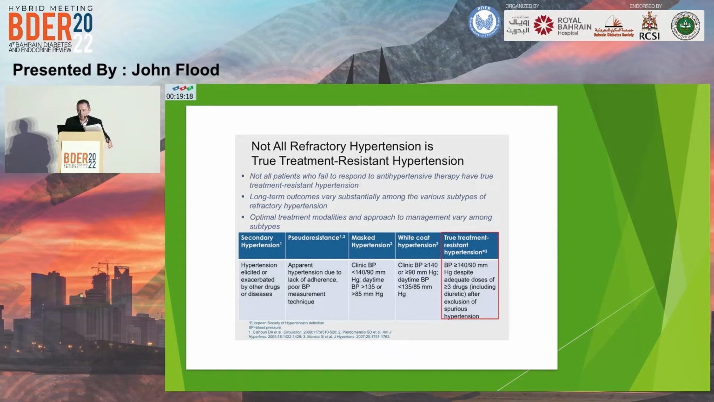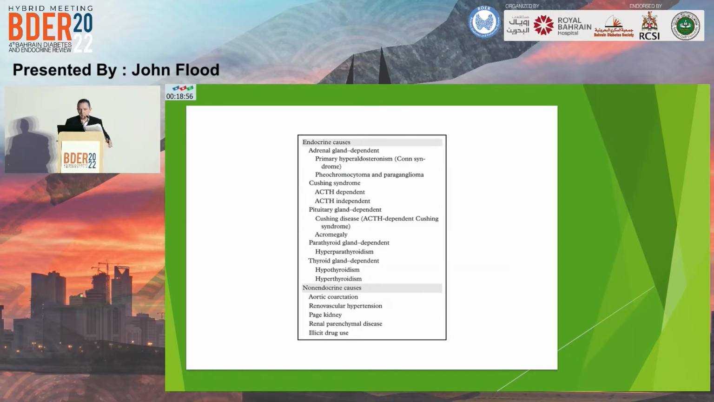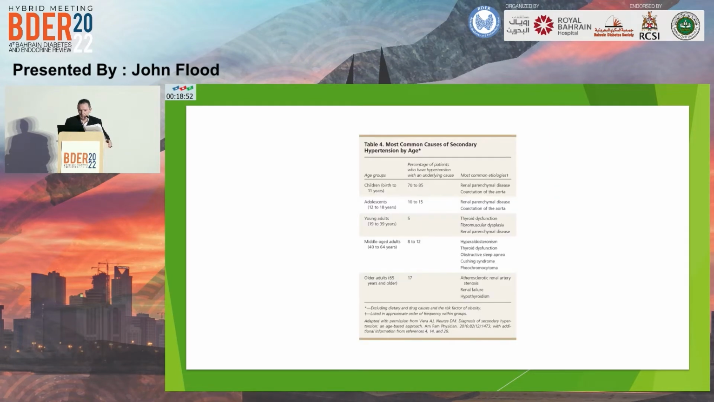Now, the ones we're interested in today are the group we call true treatment-resistant hypertension, and there's a very strict definition where the blood pressure has to be over 140/90, and the patient has to be on 3 drugs, including a diuretic. This is how we defined treatment-resistant hypertension, of which adrenal disease is only one of the causes. The 2 adrenal diseases we're interested in are the 2 at the top, Conn's and pheochromocytoma.